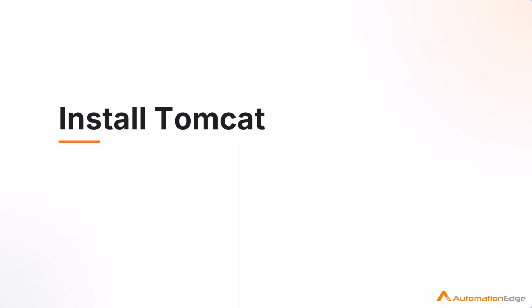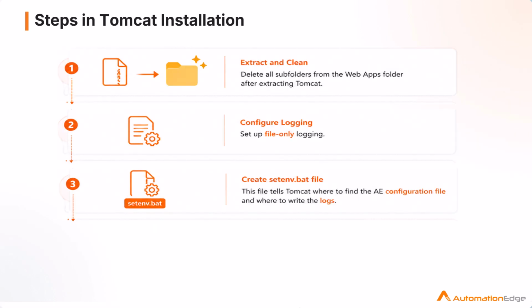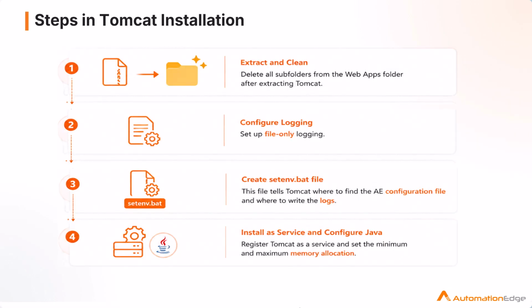Tomcat is the web server that will host the AutomationEdge application. There are a few steps we need to complete while setting up Tomcat. We'll start by extracting Tomcat and cleaning the web apps folder. Then, we'll configure the logging settings, create the setenv file, install Tomcat as a Windows service, and configure its memory settings. So, let's get started.